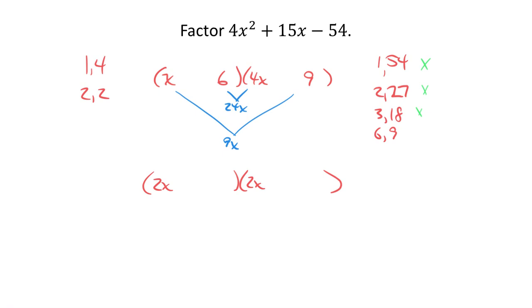But we want a negative 9, and the only way we can get a negative 9 will be to put the negative with this 9 and a positive with that. And so our factorization will be x plus 6 times 4x minus 9.